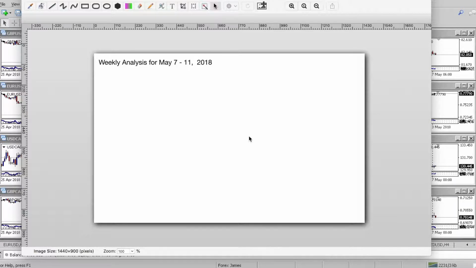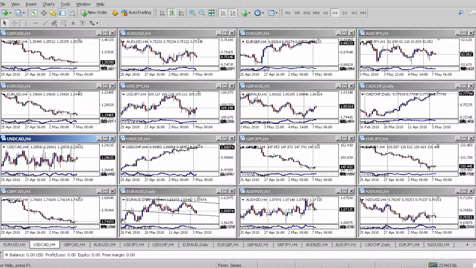So we're already on the Monday and trading has started. It's been a couple hours. We're still in the Asian session.